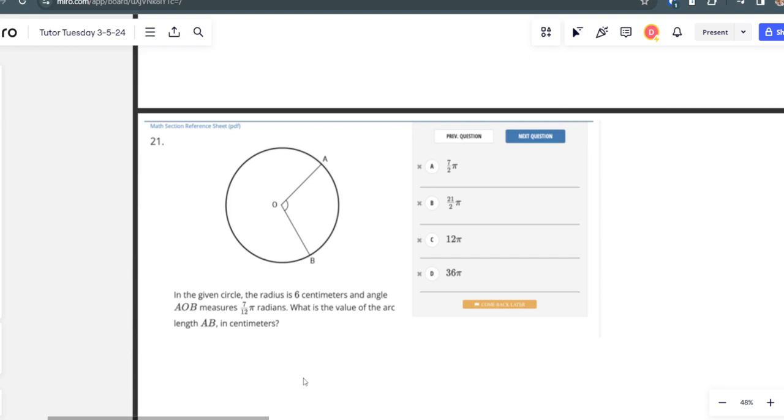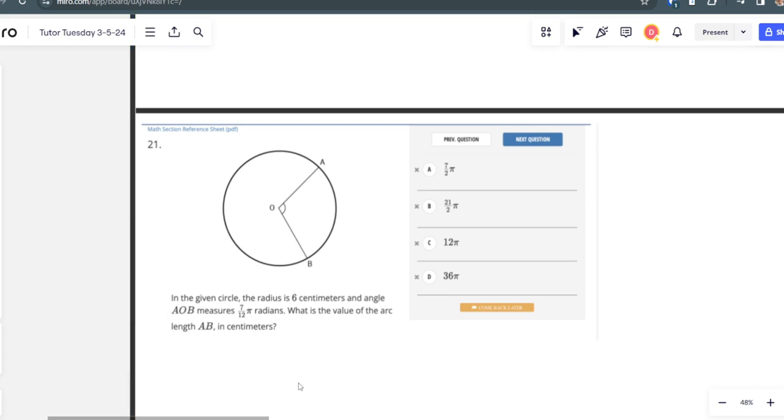So, in the given circle, the radius is 6 centimeters. And the angle AOB measures 7 pi over 12 radians. What is the value of the arc length AB?